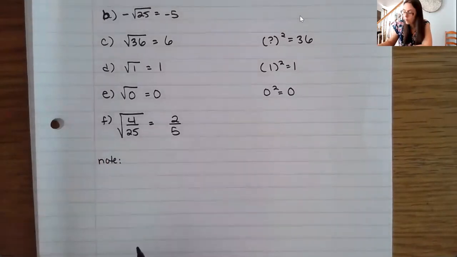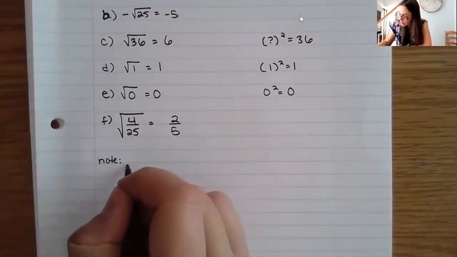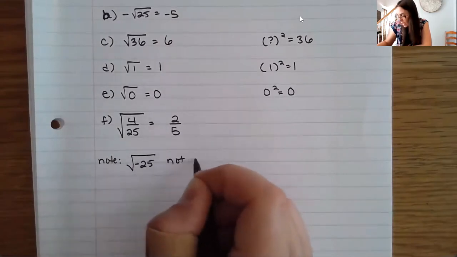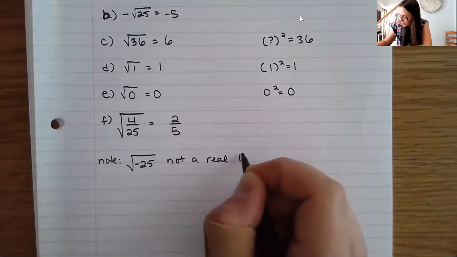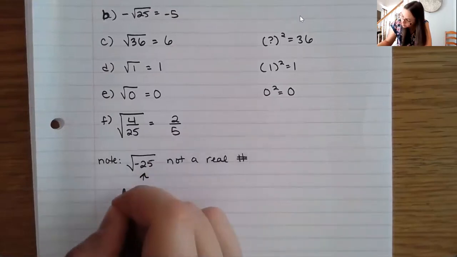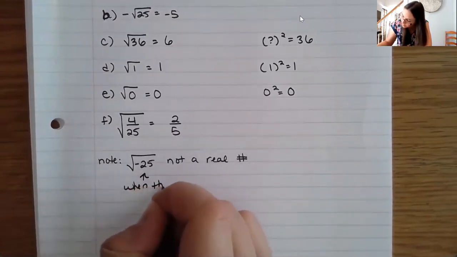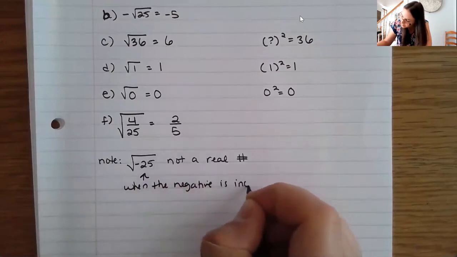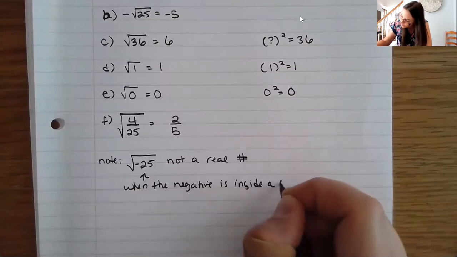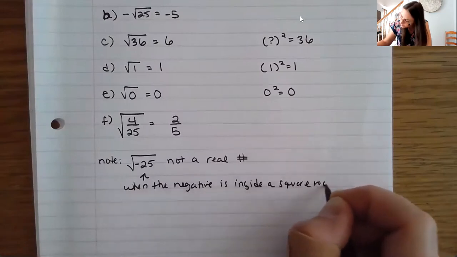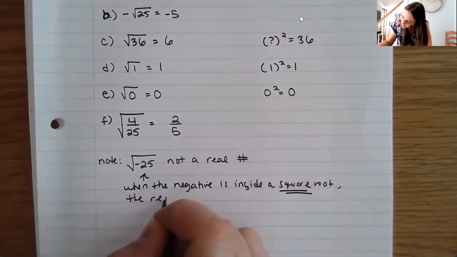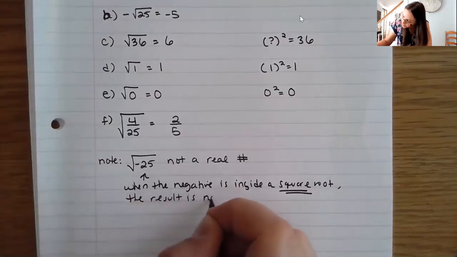One thing I do want to note is that something like the square root of negative 25 is not a real number, okay? So when the negative is inside a square root, the result is not real.